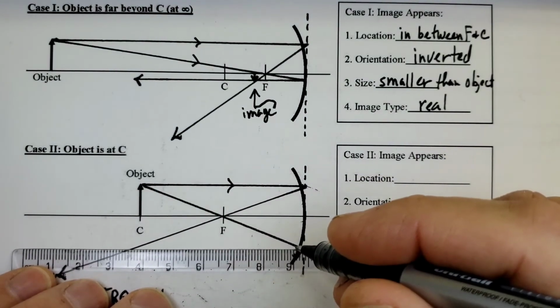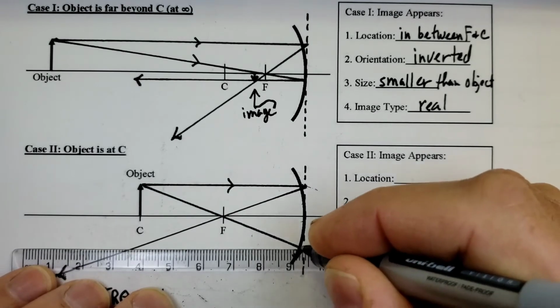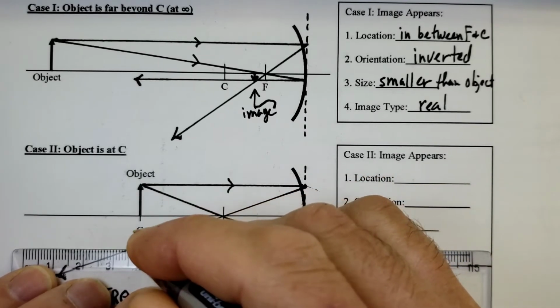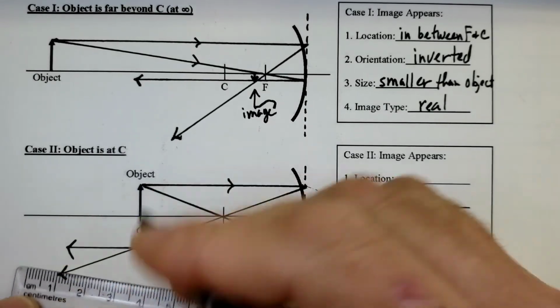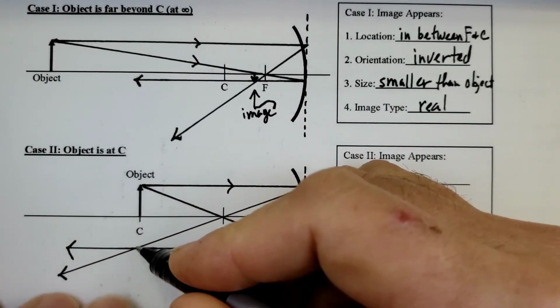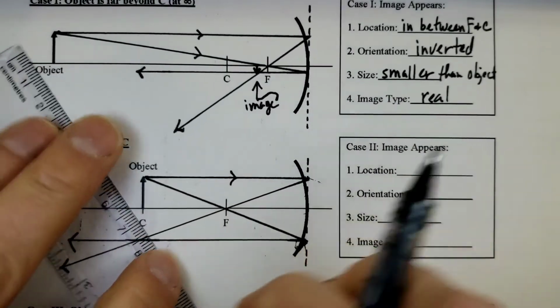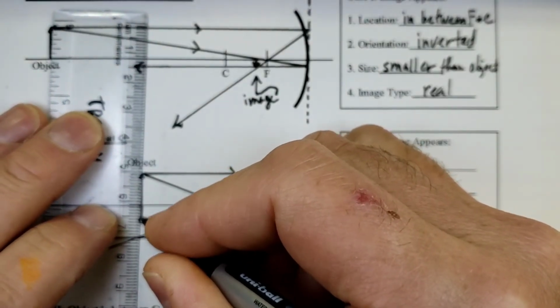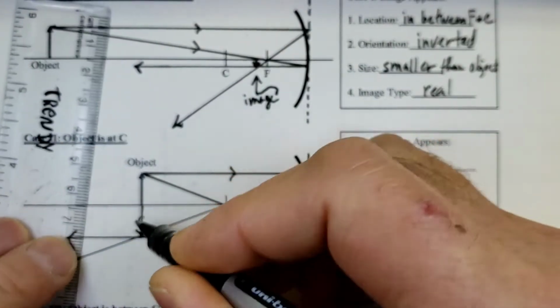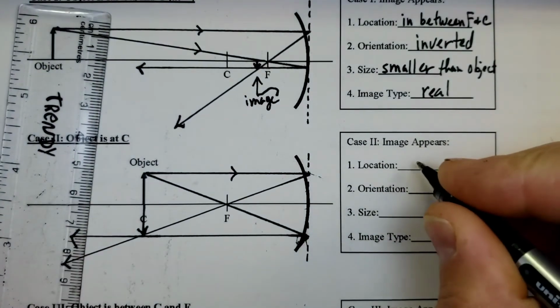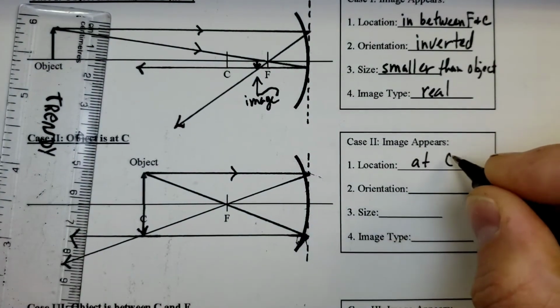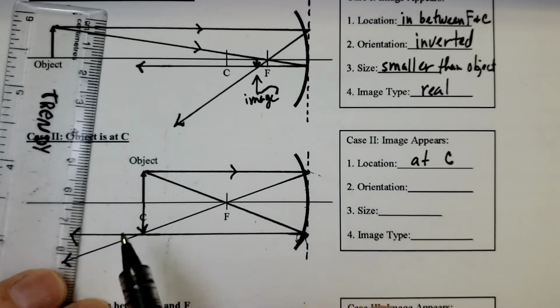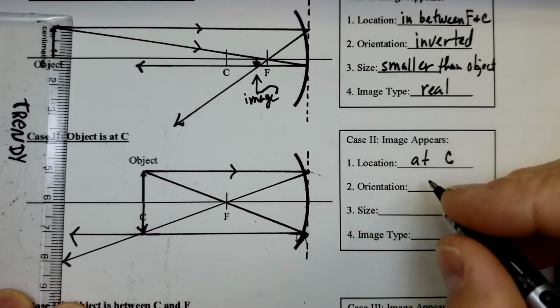Now be careful with this. What we should find out here is that it crosses approximately right at C, upside down. And this is kind of a tricky one to draw, but we should see that it's at there. So location, it is at C. So that is common traits of objects that are at C.